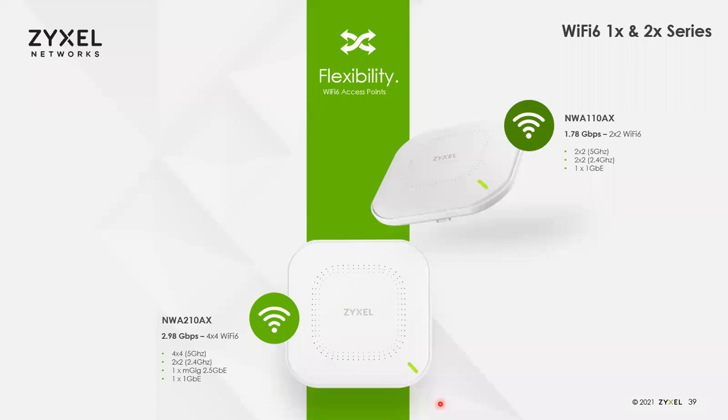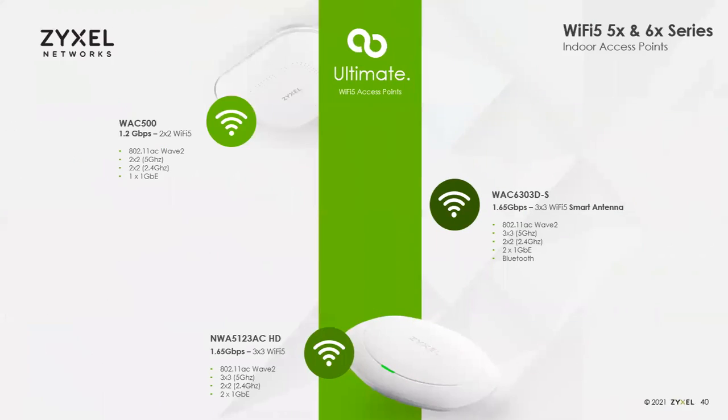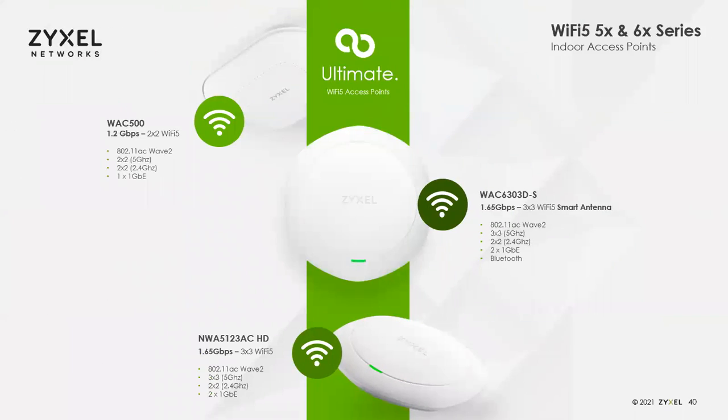Going up here to our Wi-Fi 6 products, when it comes to this flexible series, we have the NWA 110AX and the NWA 210AX. Primary differences between the two is more spatial streams are supported on the 5 gigahertz radio on the 210AX, and the 210AX has a 2.5 gig Ethernet connection to make sure that your Ethernet connection isn't the bottleneck for your wireless performance. So going up from here, we're going now to our Ultimate series.